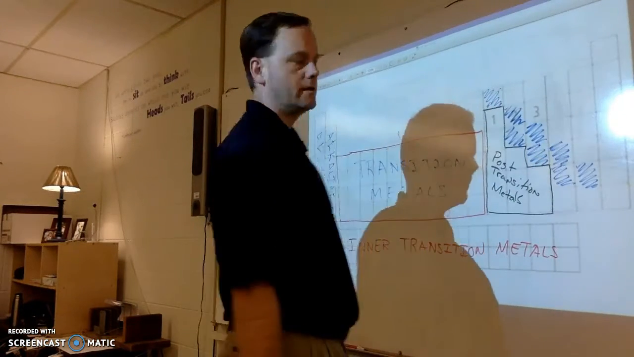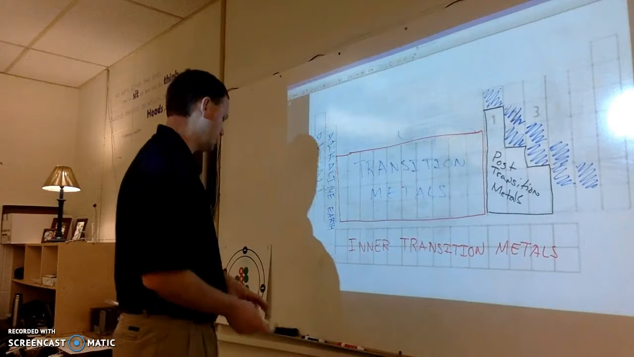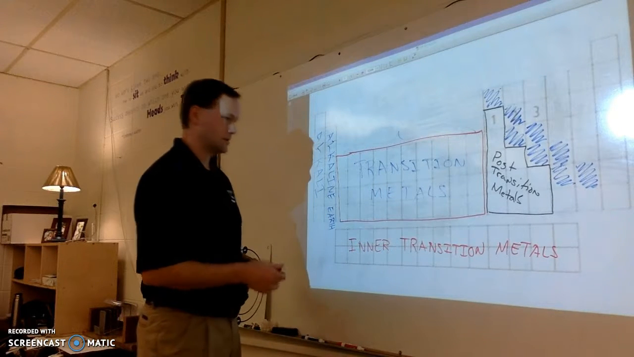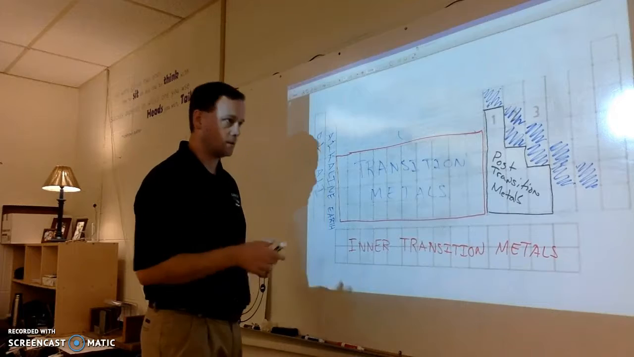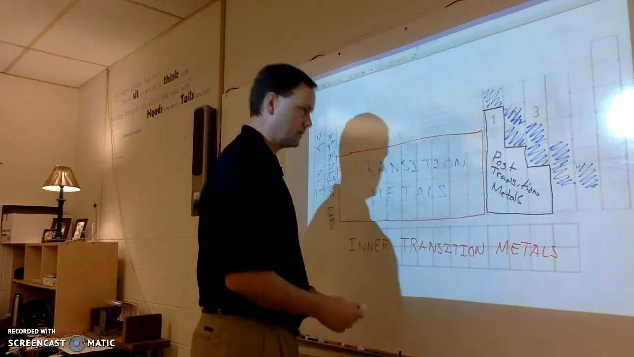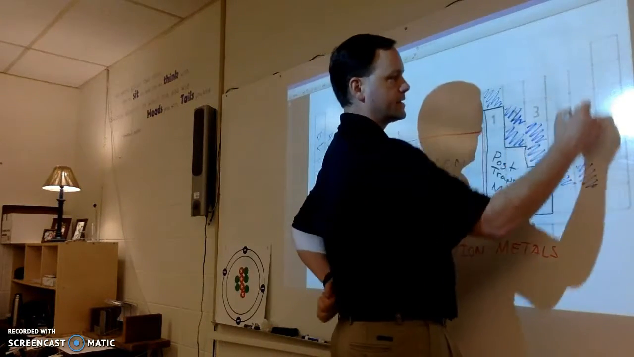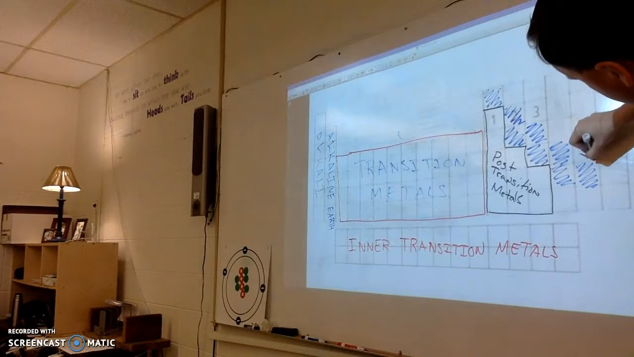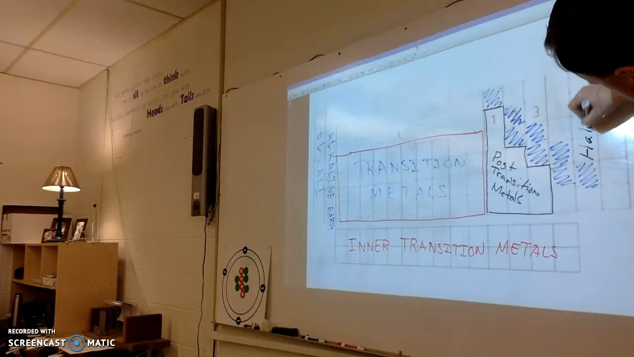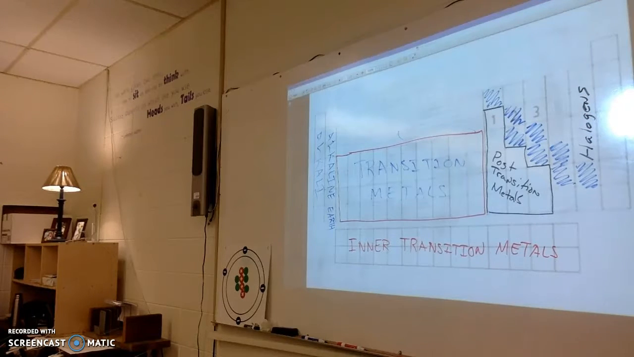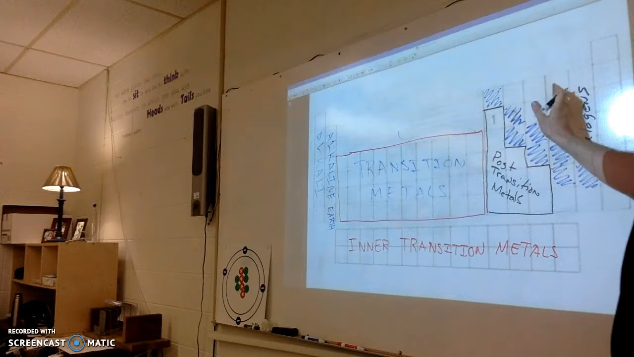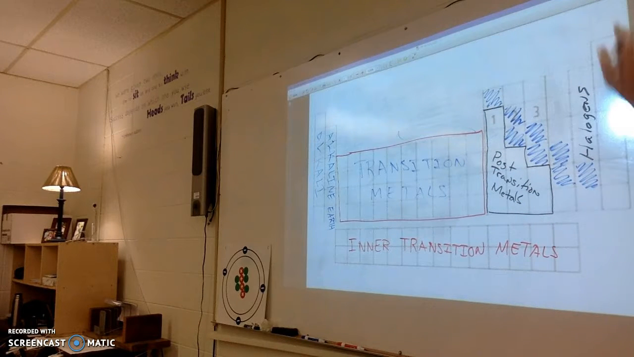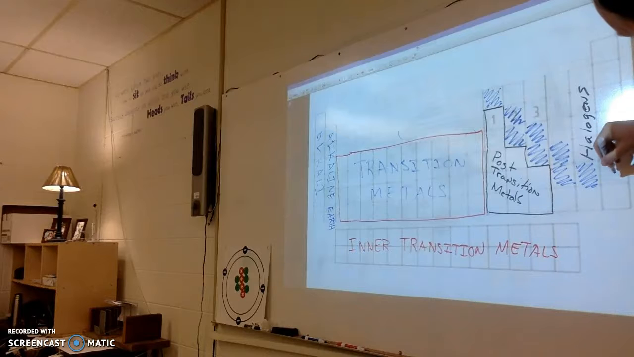Now, we need to know some specific group names for our nonmetals. This black's working pretty well. So let's call these guys your halogens. This group right here are halogens. That's group 17 on your periodic table: 12, 13, 14, 15, 16, 17. Group 18 are the noble gases.